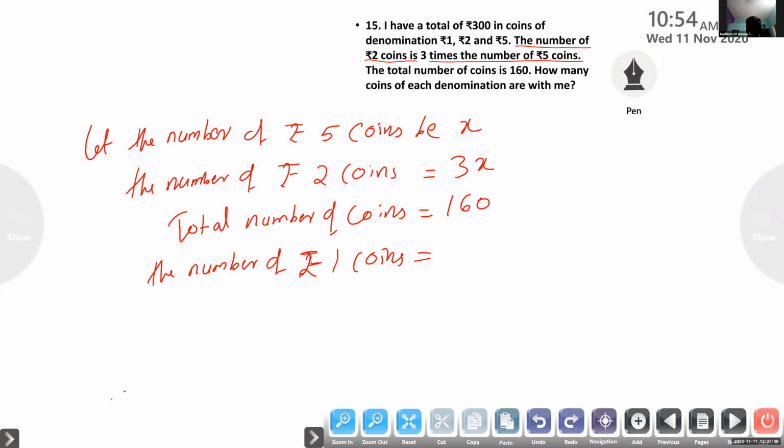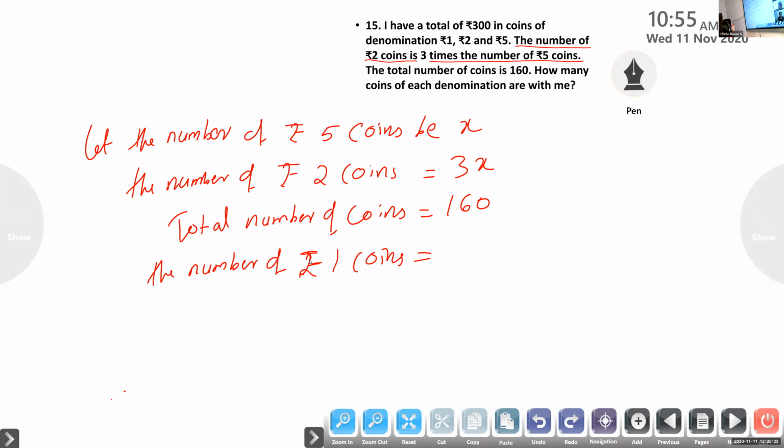I can find it. Ma'am, 3x plus x equals 160. 3x plus x equal to 160? How is it so? Total number of coins is 160. That means together the rupees 1, rupees 2 and rupees 5 coins make 160. Not x plus 3x. X plus 3x means only the sum of rupees 5 coins and rupees 2 coins. 160 is the sum of 3 types of coins: 1 rupee, 2 rupee and 5 rupee.